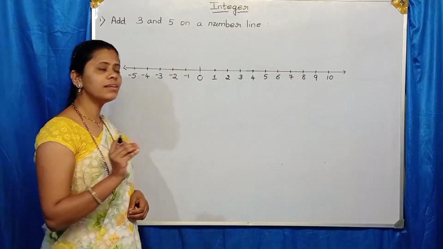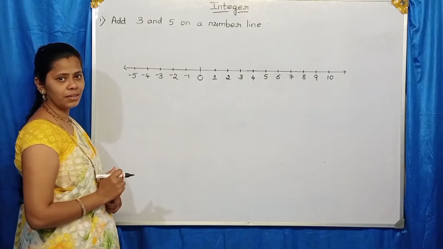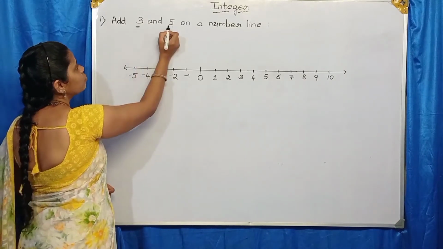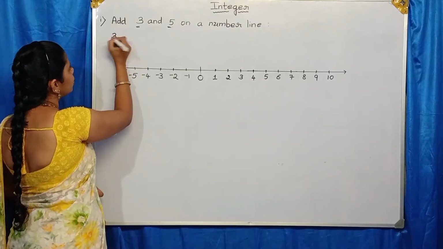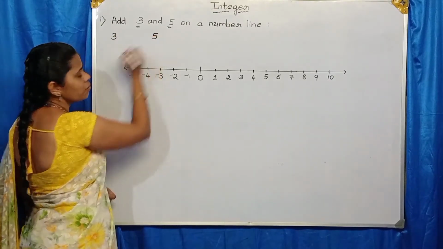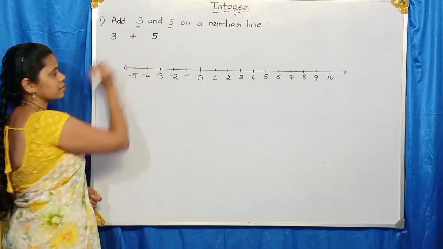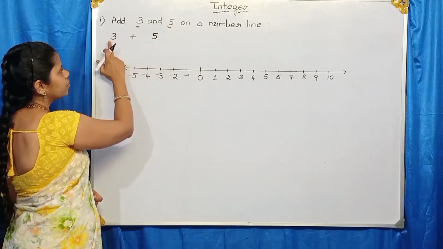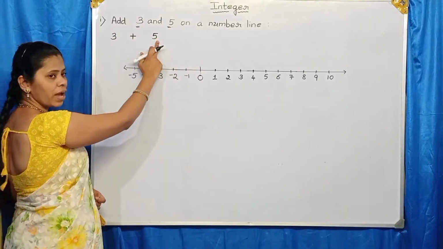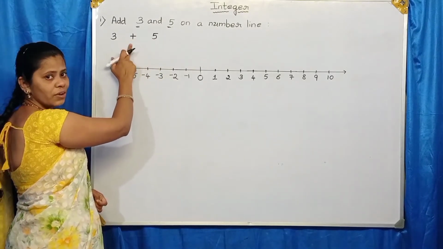What is the second part in the question? Add 3 and 5. Isn't it? Now, let's come to this. Add 3 and 5. We have to add 3 and 5. Addition symbol is plus. We have written 3 and 5 and the adding symbol is plus. Did you understand this one?